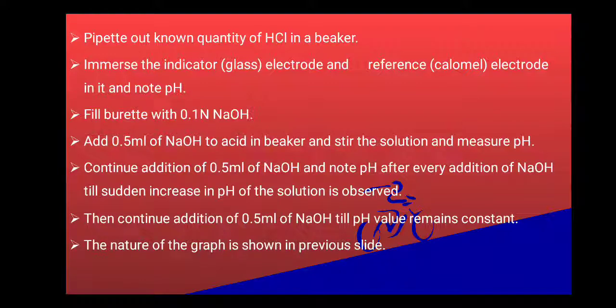Measure the pH. Continue the addition of 0.5 ml of NaOH and note the pH after every addition of NaOH till a sudden increase in the pH of the solution is observed. Then continue addition of 0.5 ml of NaOH, and the pH remains constant. The nature of the graph is shown, as I have just explained in the previous slide.